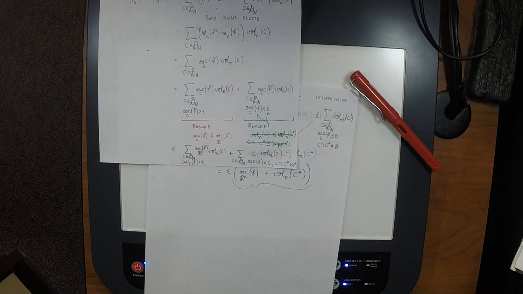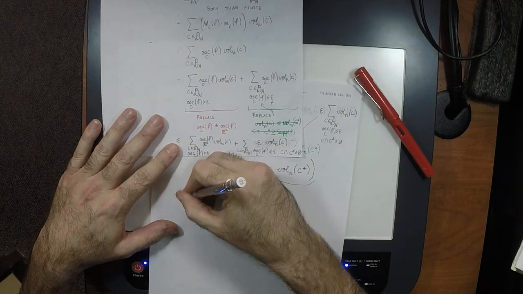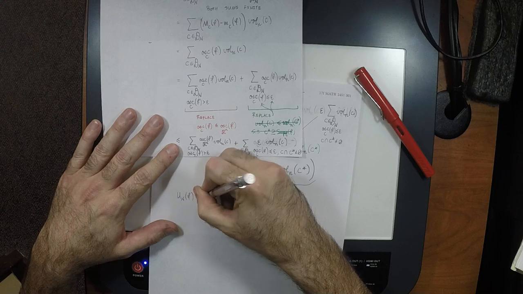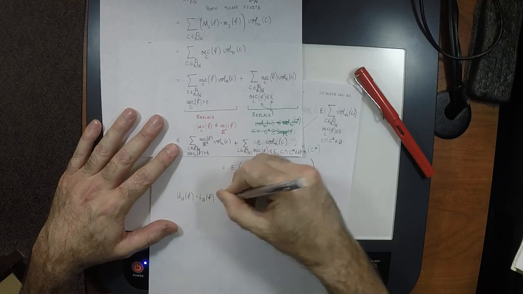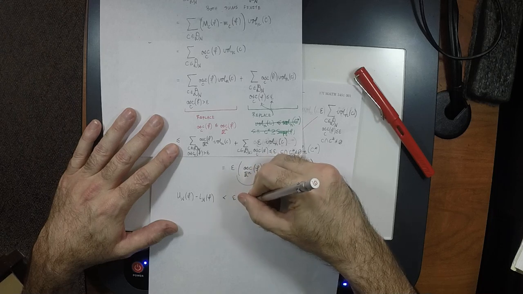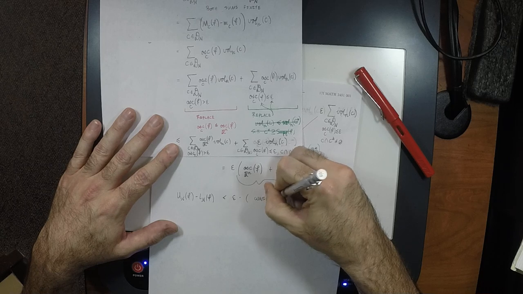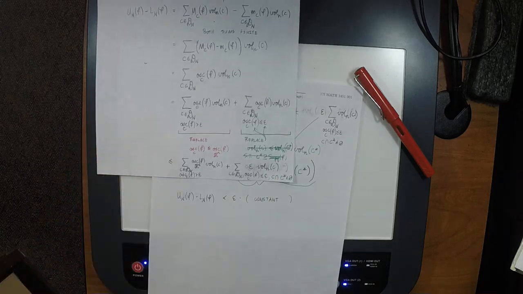So as a result of all of this, we now have that un of F minus ln of F is less than epsilon multiplied by that constant. And because that's constant and we can make it smaller than epsilon times any constant, we can make it smaller than any epsilon that we wish. So we establish the result.